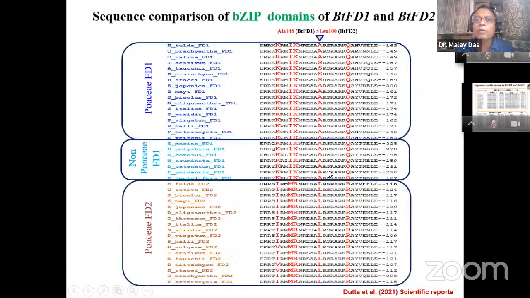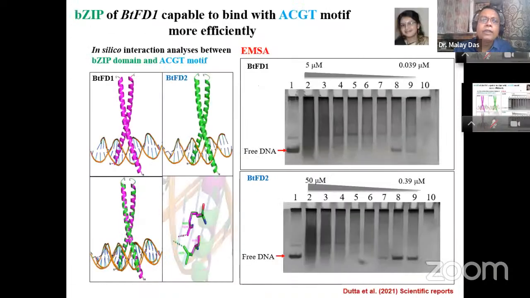And this work we did in collaboration with one of our colleagues, Dr. Devrani Mitra, who is a protein crystallographer. And interestingly, we found that indeed one amino acid, alanine 146 in BTFD1, was converted to leucine 100 in BTFD2. Why are we interested in this amino acid? Because when Devrani did the modeling study, she could tell us that this amino acid could be a very interesting candidate, because due to this change, the binding affinity between BTFD1 and the ACGT motif may be altered by 10 times. So we could predict that because of this alteration, BTFD2 may bind to the ACGT motif with less affinity than BTFD1.